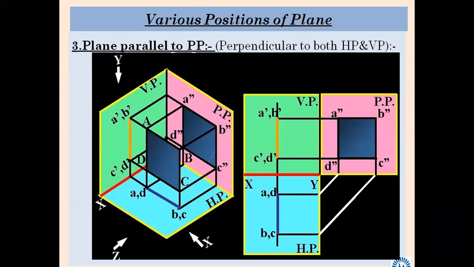And if the plane is perpendicular, which view are we getting? Edge view or line view. Same is here. In VP, we are getting the front view as an edge view. In HP, we are getting its edge view or line view again.